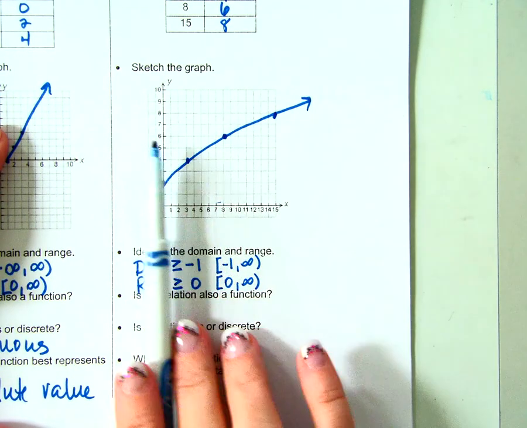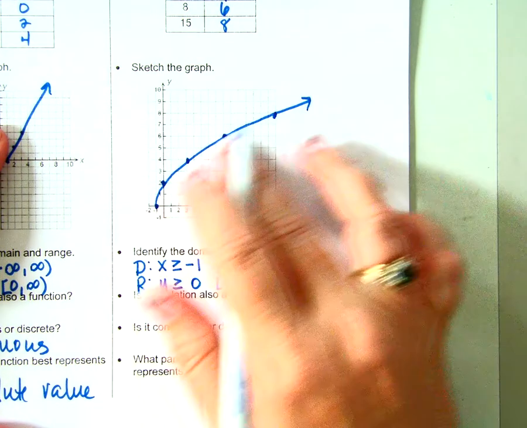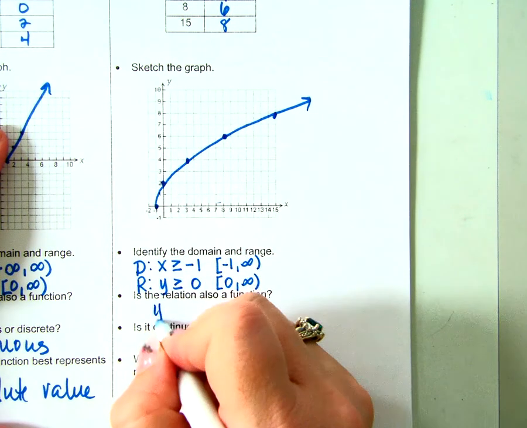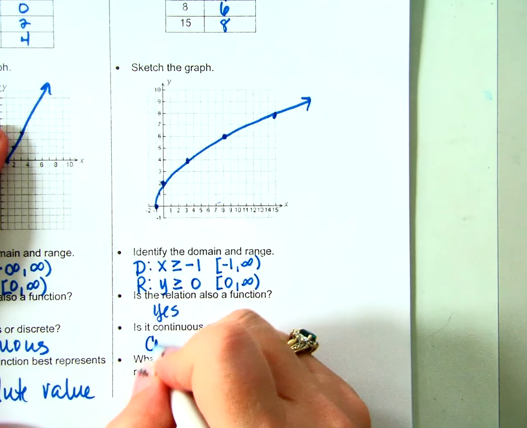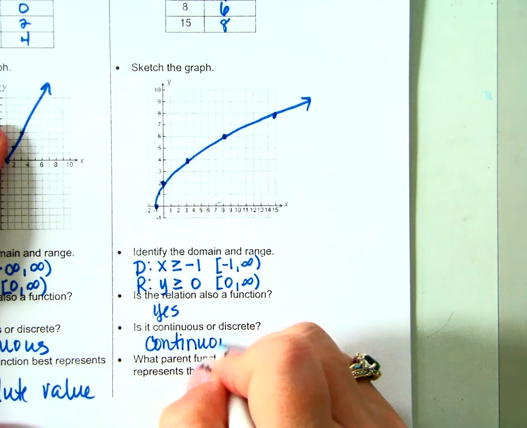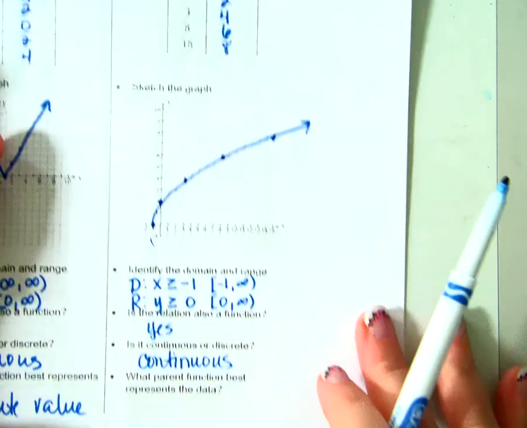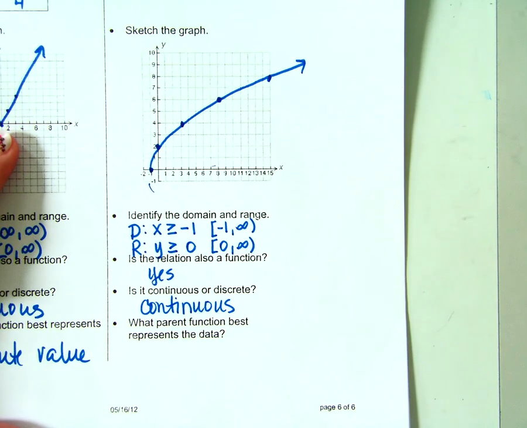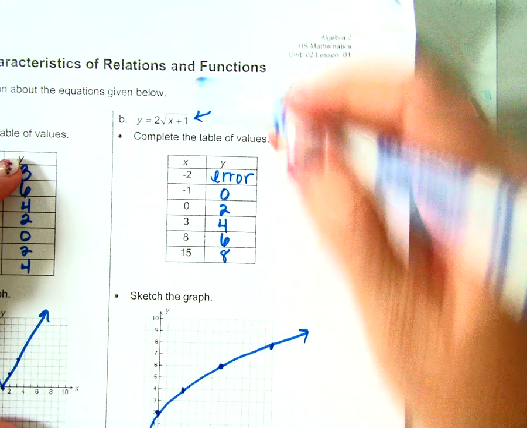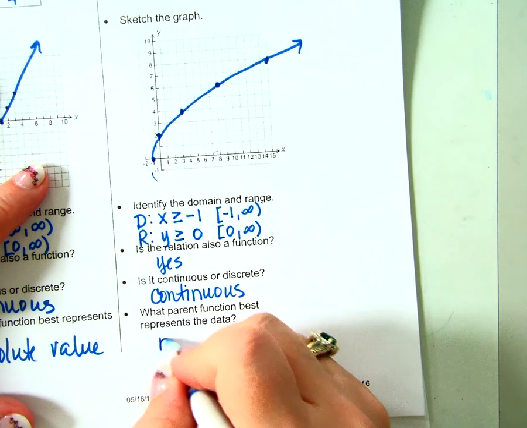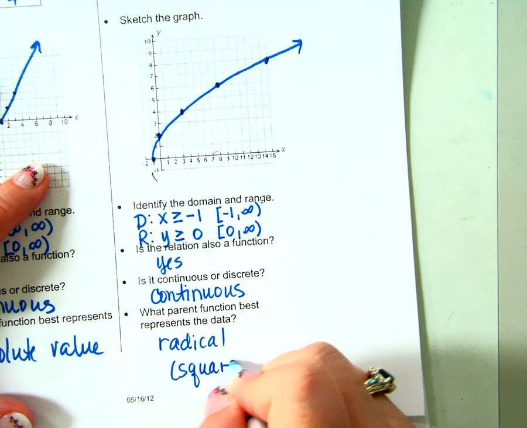Is it a function? Does it pass the vertical line tests? Are any of the x's repeated? It does pass the vertical line tests and none of the x's are repeated, so yes, it is a function. We discussed just a second ago whether it was continuous or discrete. It is continuous because we were given an equation to start with, so that's why we connected our points. And last, what parent function best represents the data? Well, hopefully you see in the equation that there's a square root symbol. When you see that, you know it's going to be a radical parent function, or you can also say square root.